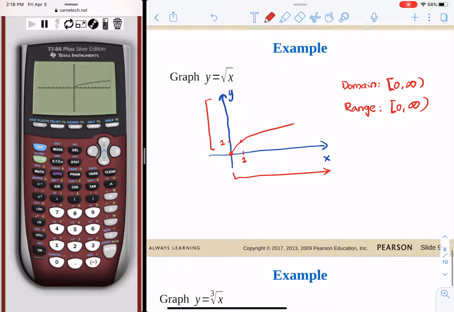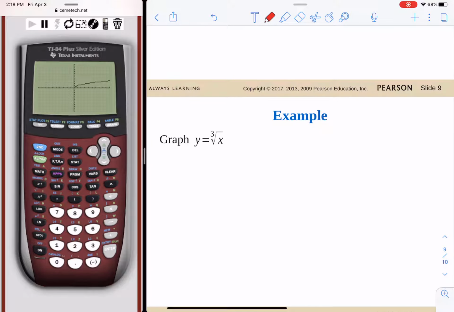So we can graph other functions also in the calculator. For instance, we could graph the cube root of x. In terms of a graph, it would look very much like the square root of x on the positive side. But keep in mind, we can plug in negative values inside the cube root. So I'm going to show you how to graph that.